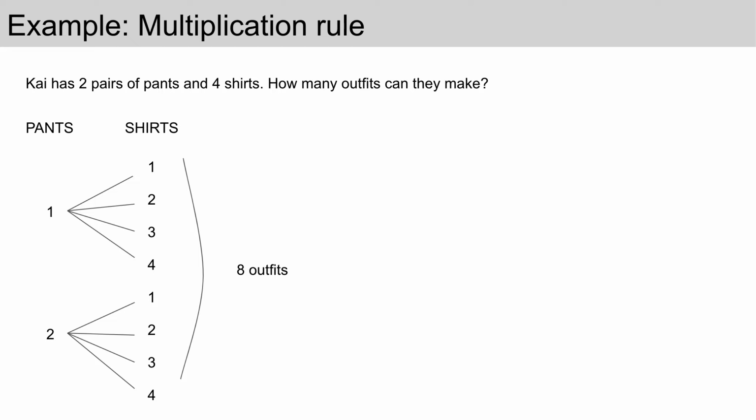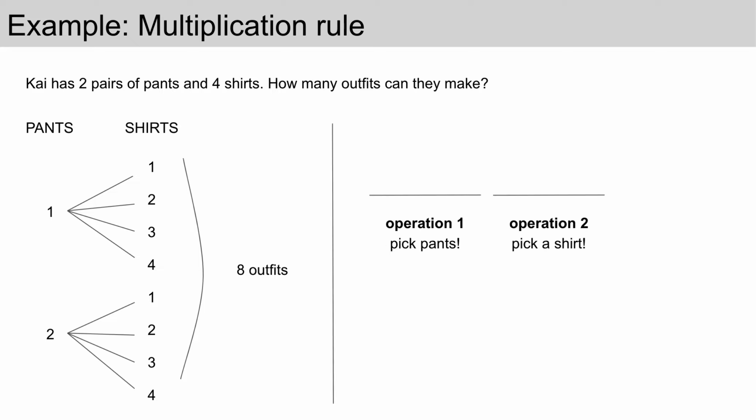Though this example is small enough that we're able to draw and use this diagram for counting purposes, this won't always be the case. Instead, we can use the multiplication rule. To this end, we first notice that our problem combines 2 separate operations. Kai has to pick a pair of pants and pick a shirt. We then note that there are 2 ways to perform the first operation. They have 2 pairs of pants, and 4 ways to perform the second operation. There are 4 shirts. When we multiply these, we get the total number of ways to perform these 2 operations. We can make 8 total outfits.